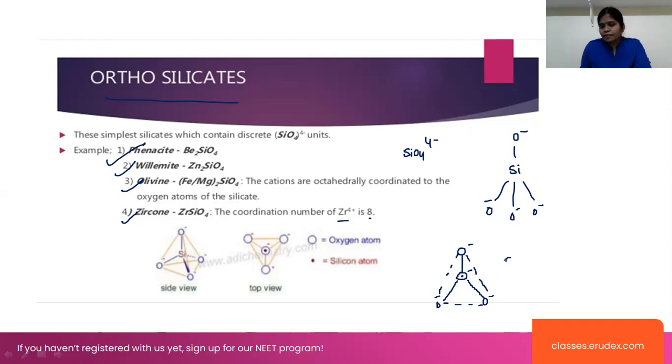In this case, the general formula is SiO4, total oxygens are 4 and the charges will be 1, 2, 3, 4. That is the basic unit of the orthosilicates here.